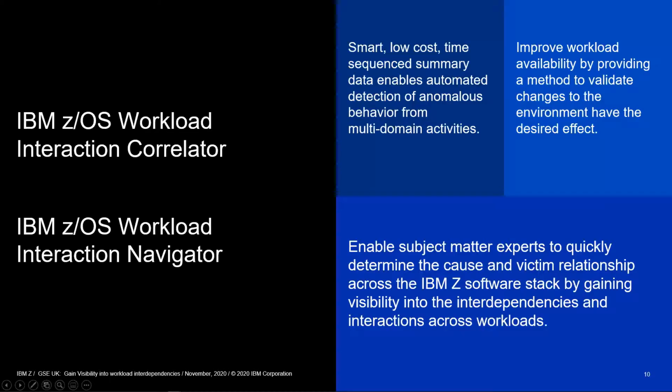So just to summarize on the solution and what we saw today, really two different pieces that fit together as the puzzle. The workload interaction correlator, again, fills that gap that we had in data. So it's that very smart, enriched data that gets generated on a very short time sequence, every 5 seconds. It's very low cost, so we don't have a lot of overhead to go and generate this.